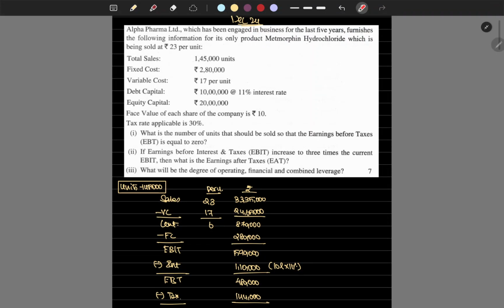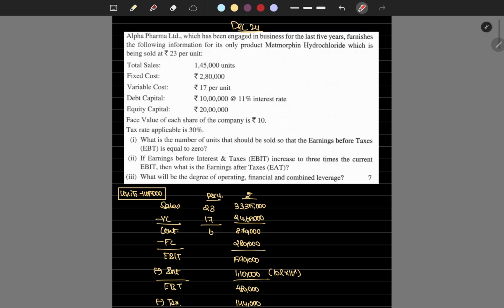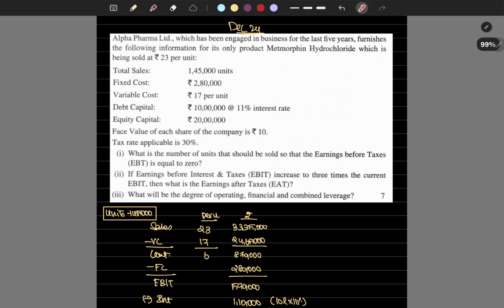Hey guys, welcome back. Today we are solving a problem from the leverage chapter, and this is the December 2024 problem. Let's start with the problem. This is from financial management.